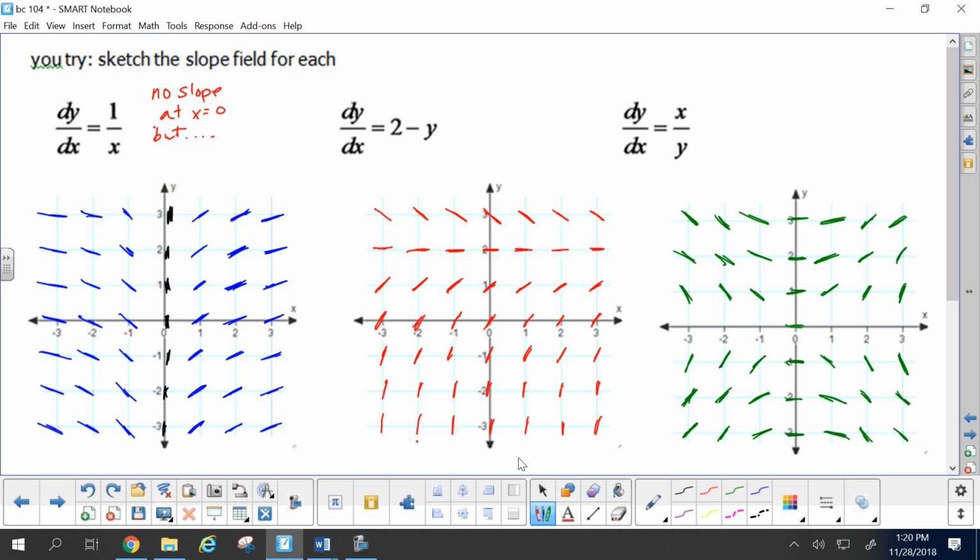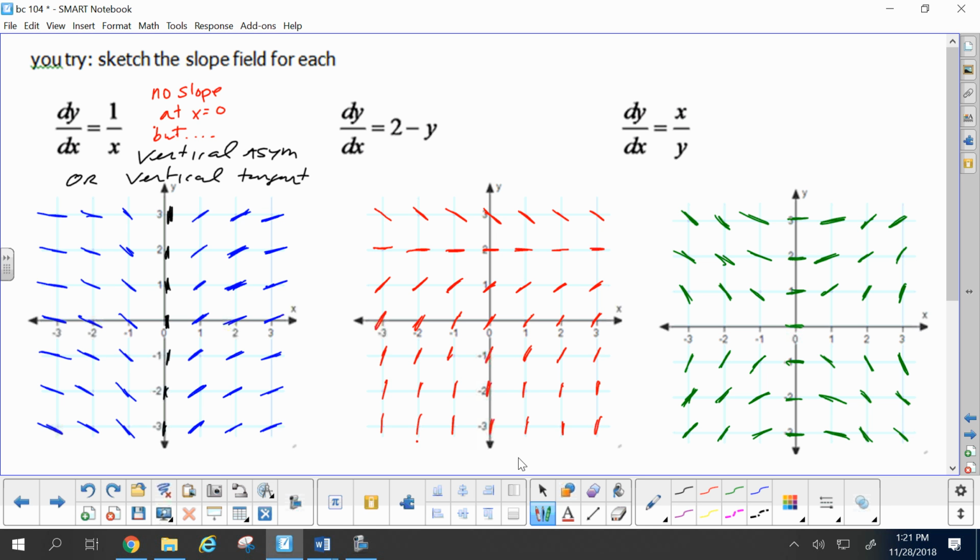Now, if you get no slope at x equals 0, then you should think either vertical asymptote or vertical tangent. Could be one or the other. It's possible that there's not a vertical asymptote there. Think of a circle, for example. There's not a vertical asymptote at this point, but there is a vertical tangent. So either one of those could be represented.